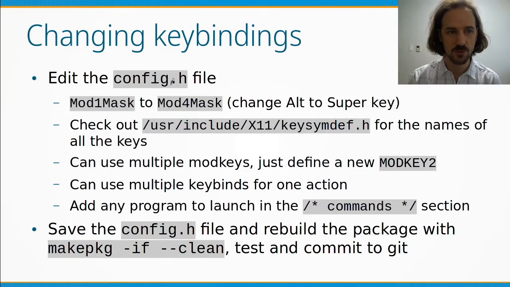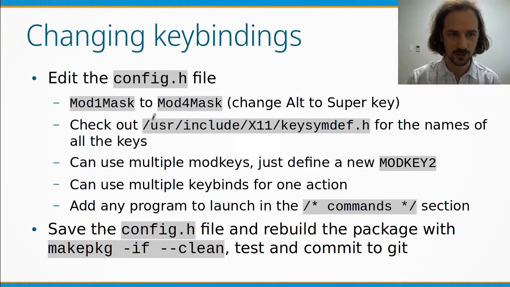So, changing key bindings. We will have to go into the config.h file, and we can change the mod key. The mod key is the key that you press when you want to tell the window manager that the next key press is something it should take care of. In the original version, we use Mod1Mask, which is the Alt key. We can modify that to Mod4Mask. A lot of people like to use it, and I also like to use it, just to change it to the Super key.